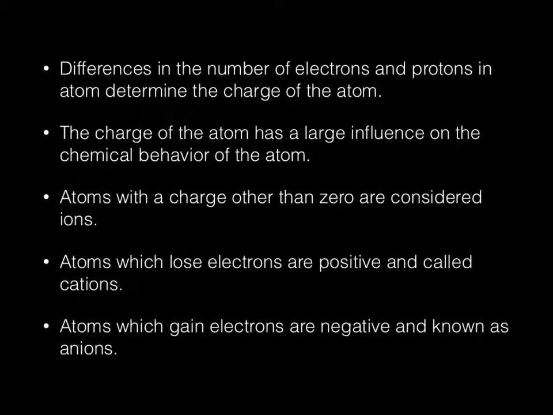If atoms lose electrons and become positive, they are called cations. The definition is a positively charged ion. An ion is a charged atom. Atoms which gain electrons are known as anions. I don't know which term you've heard, but it's the same thing. An anion is a negatively charged ion, which is a negatively charged atom.